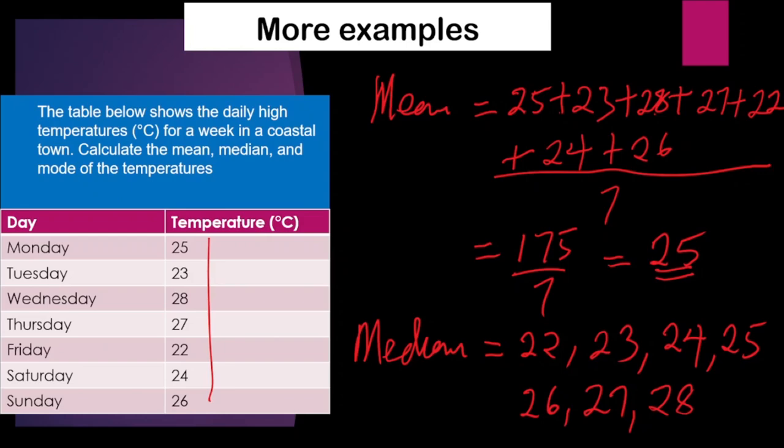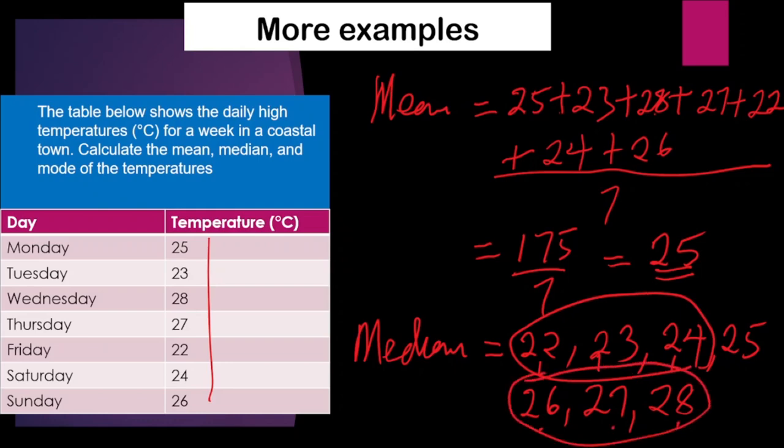So we now pick the middle number. So which one will be the middle number? We count 3 here. 1, 2, 3. Let's count 3 from the back here. 1, 2, 3. So we have 25. So the median is equal to 25.